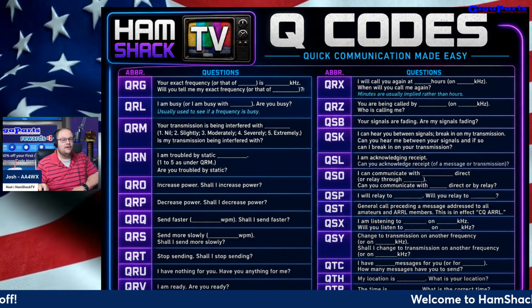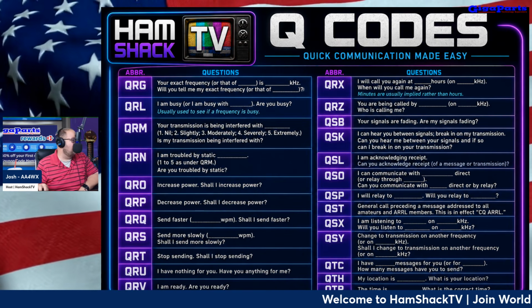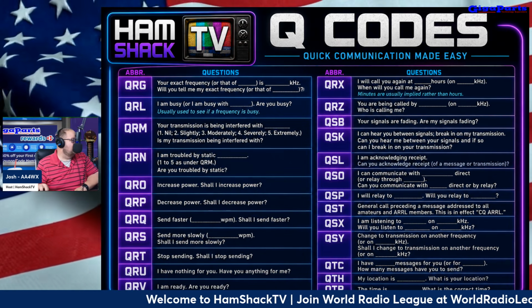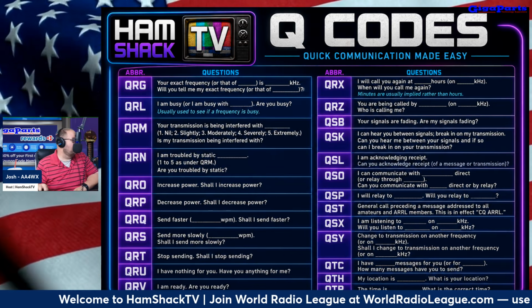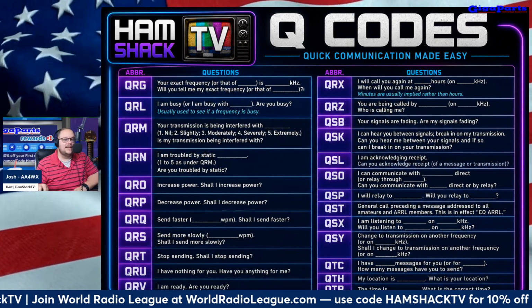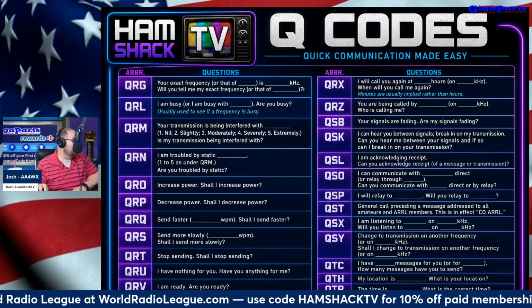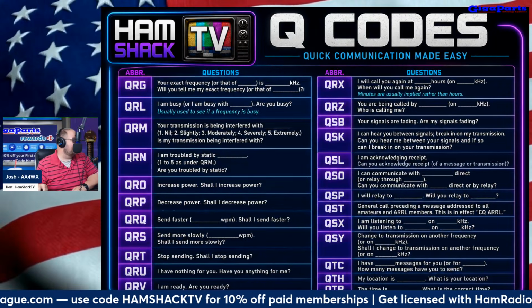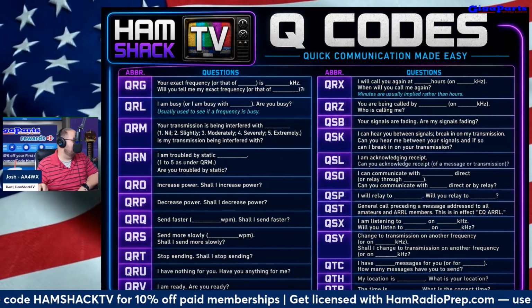QRG, that's Quebec Romeo Golf. All these are going to begin with Quebec. It means your exact frequency, or that of blank, is blank kilohertz. Basically, that's asking what is your frequency. It can also be: will you tell me the exact frequency of whatever?